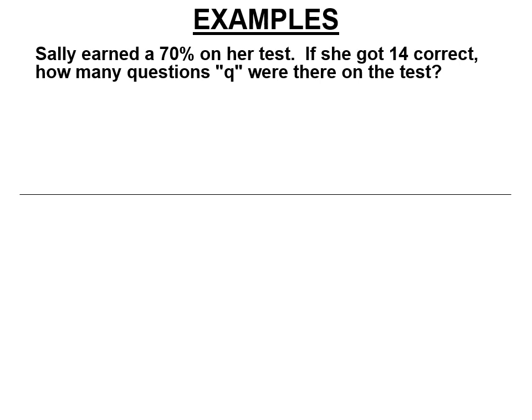So Sally earns a 70% on her test. If she got 14 correct, how many questions were there on the test? So we're going to do 0.7q equals 14. 70% of the number of questions was 14. We divide both sides by 0.7. We're going to be moving a lot of decimal points here, right? If you move that, you get 7.